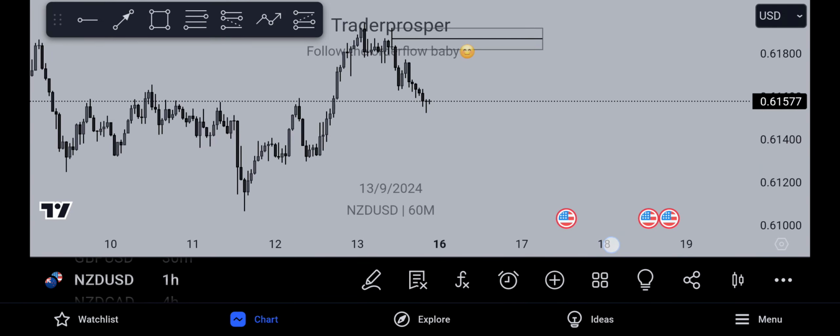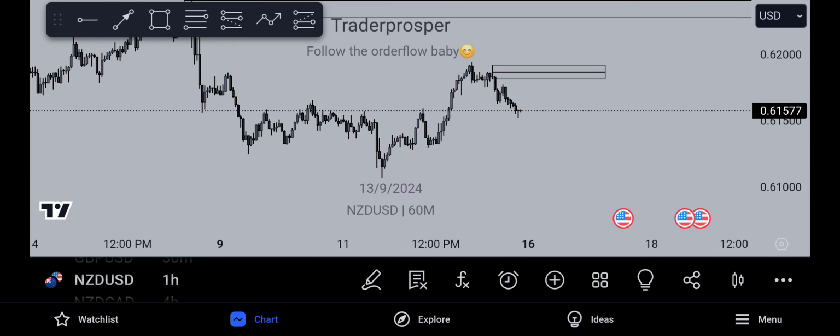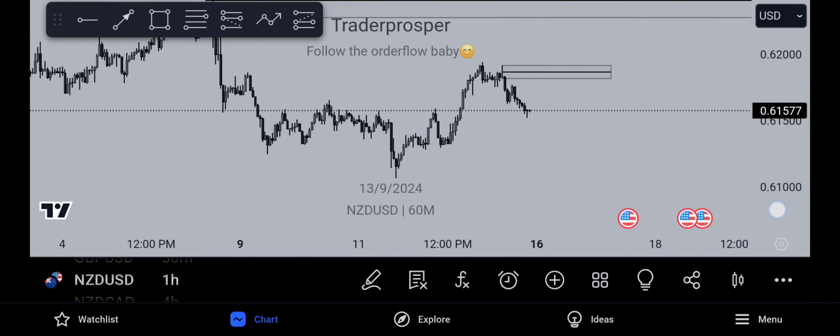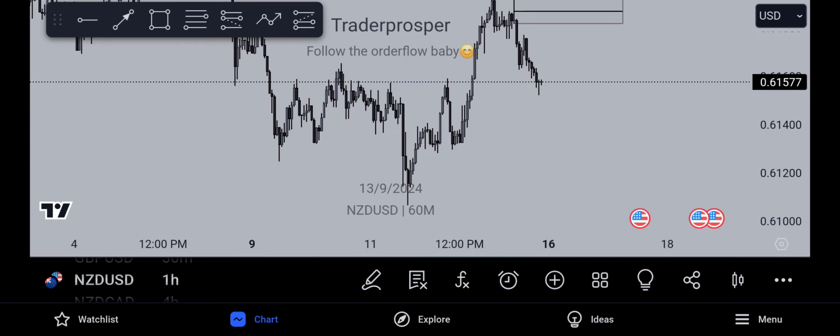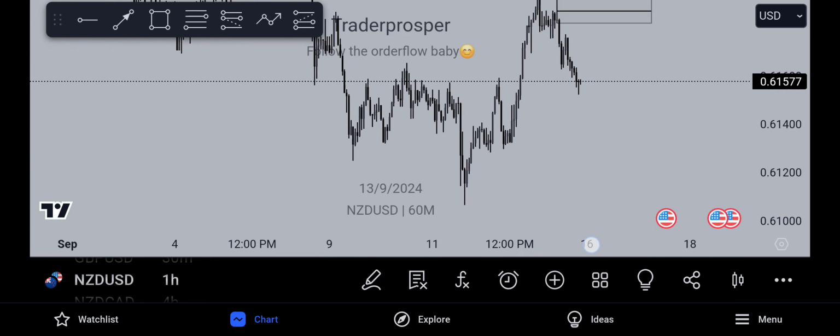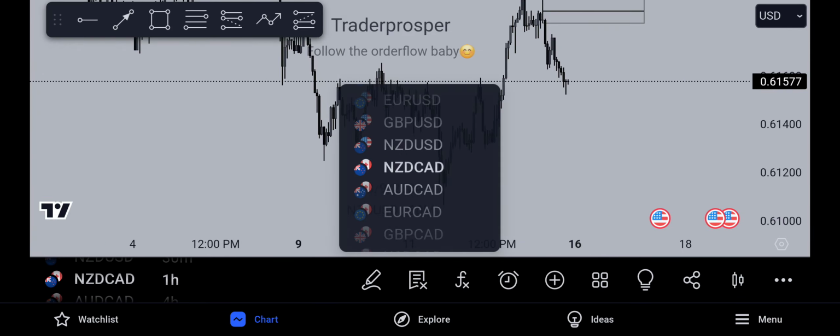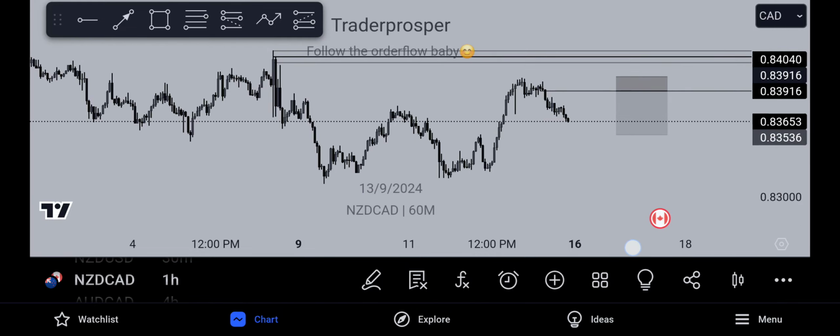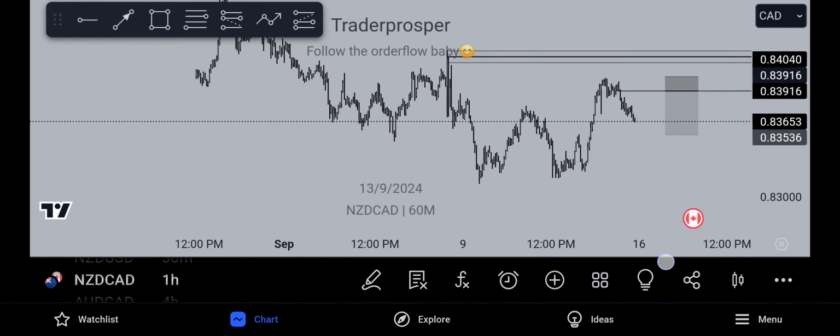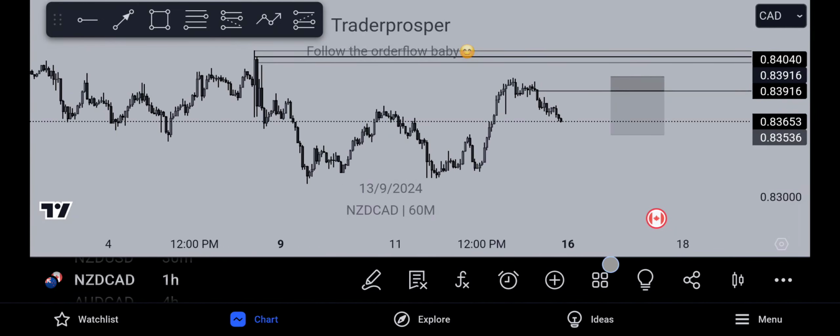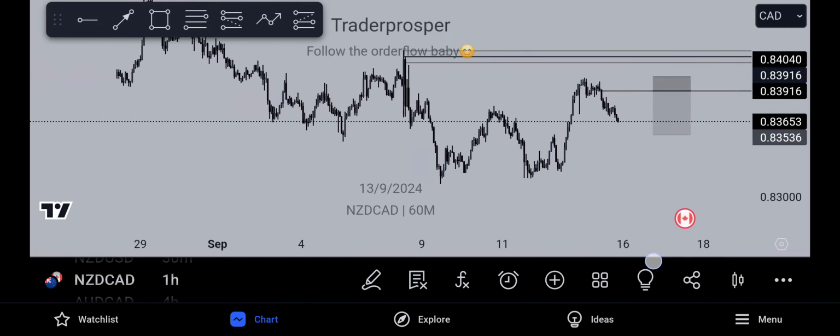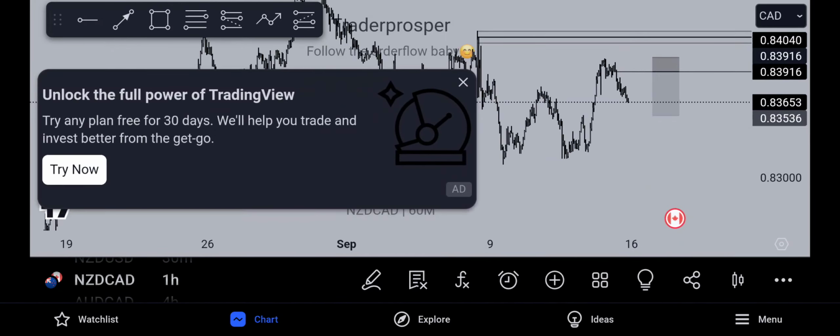NZD USD, I don't think we did anything here. We didn't take any trades here. I did not take any trade, I was just looking at it. No trade opportunity. NZD CAD, did I take any trade? Nope. I was just waiting for these guys.